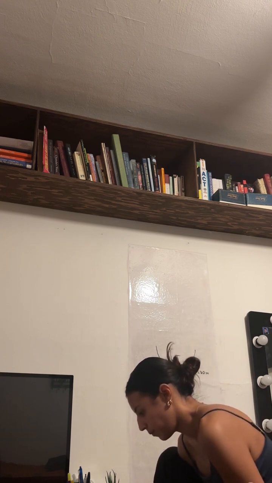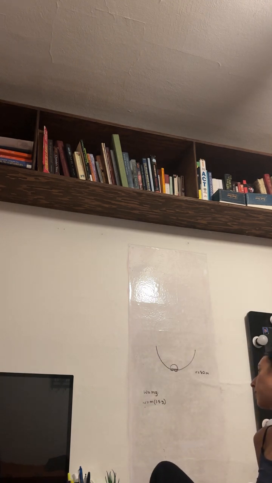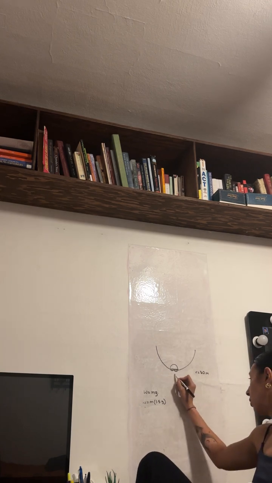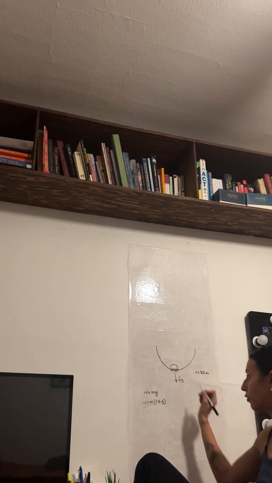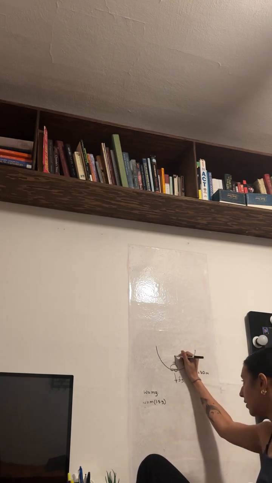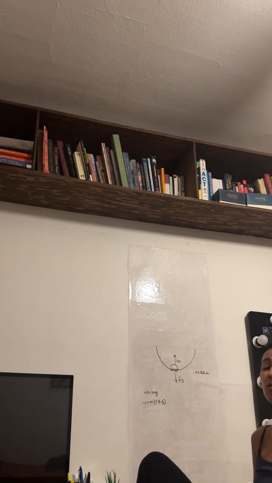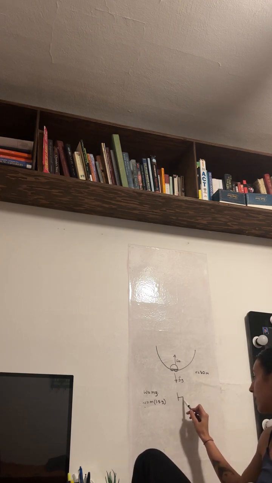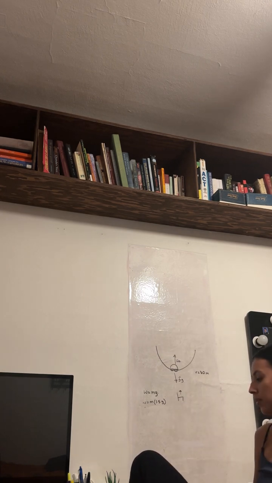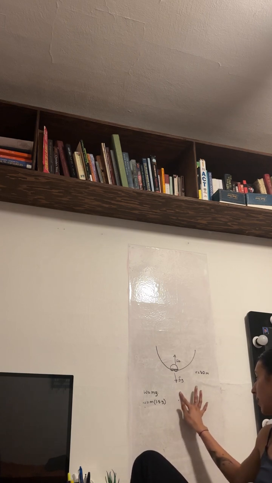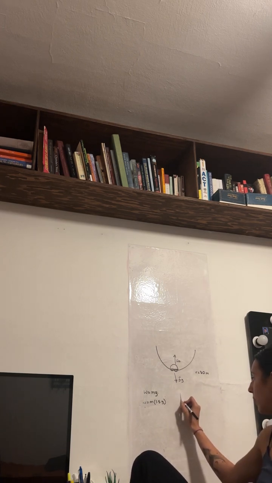Okay, so now let's talk about forces, right? At the bottom here, what forces are acting upon the car? We have the force of gravity and the normal force. What is the normal force here? The normal force here is actually the seat of the roller coaster pushing upwards, right? Because the force of gravity is pulling down. It's pulling the roller coaster down.